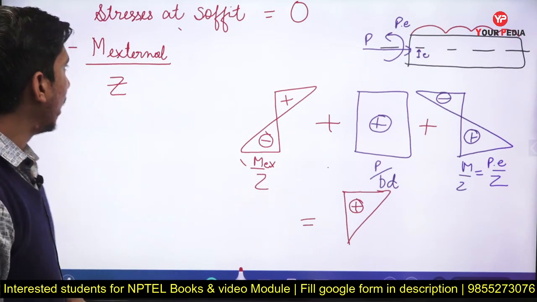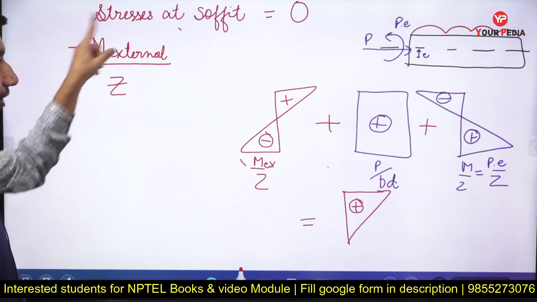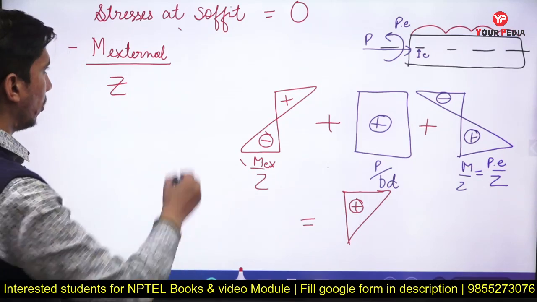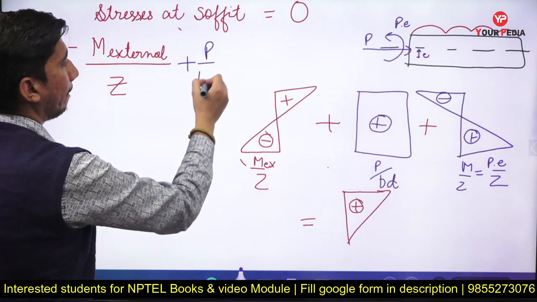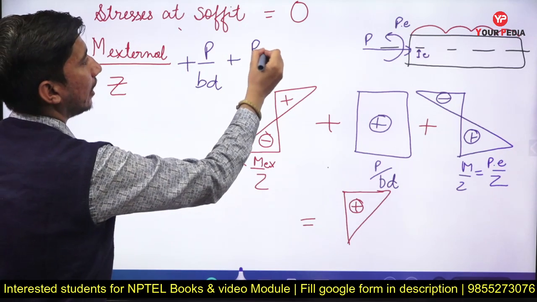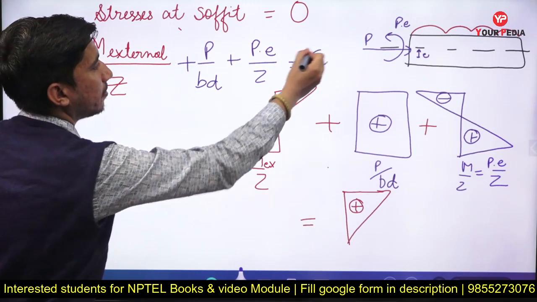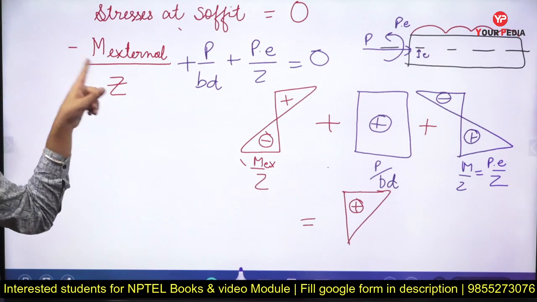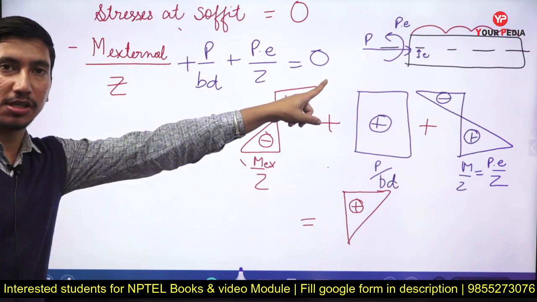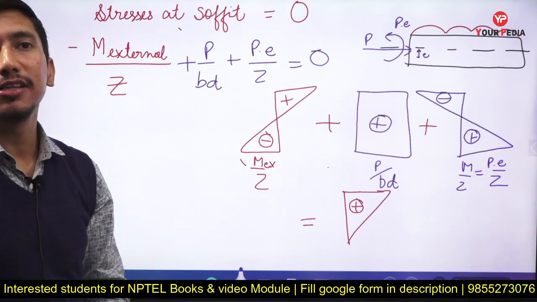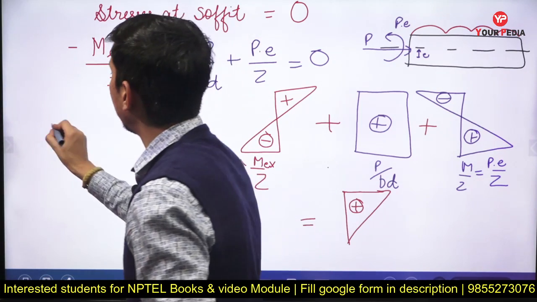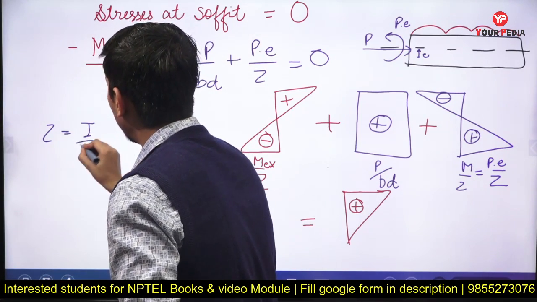Okay, so now what I can do is I have written this, and now I have to add this also. So this becomes equal to P by BD plus PE upon Z. This must be equal to 0. I have to find the value of M external such that summation of all these terms is equal to 0. Now first I have to write what is the value of section modulus Z. Now Z, as we know, is equal to I upon Y max.